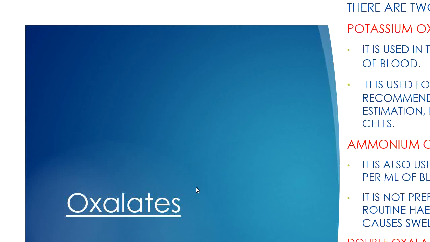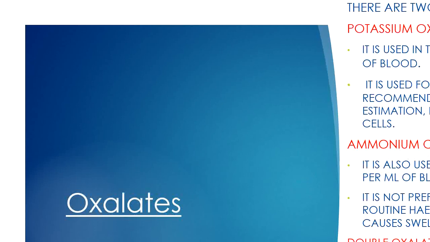First, potassium oxalate. Potassium oxalate is used at a concentration of 2 milligram per ml of blood. It is used for chemical analysis but not recommended for blood counts. Why is it not recommended for a blood count? Because it causes shrinkage of the cell. Shrinkage means water is removed from the cell. So due to cell shrinkage it is not recommended for blood cell count, ESR or PCV.